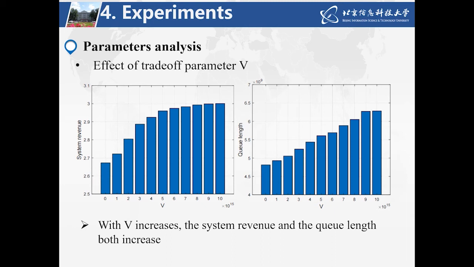The left picture shows the system revenue with different V, and the right picture shows the queue backlog with different V. We can see that as V increases, system revenue and the queue backlog both increase. And these are consistent with the theoretical results derived in the last part. Although the queue backlog rises with the increase of V, it would always be bounded.